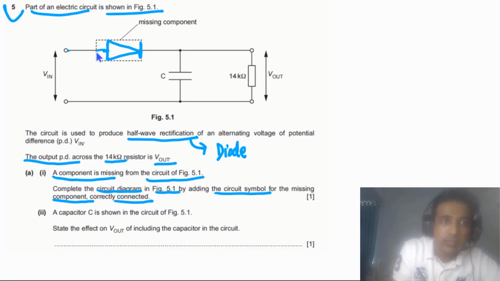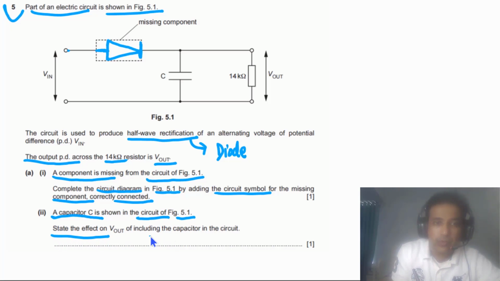So it has to be connected with this wire. So this is how you need to draw. For the second part, it is given to us a capacitor capital C is shown in the circuit of figure 5.1. State the effect on V out of including the capacitor in the circuit.